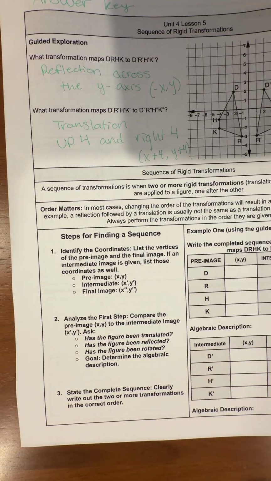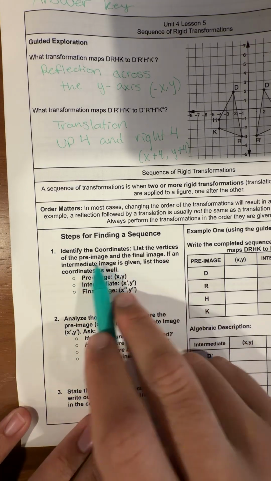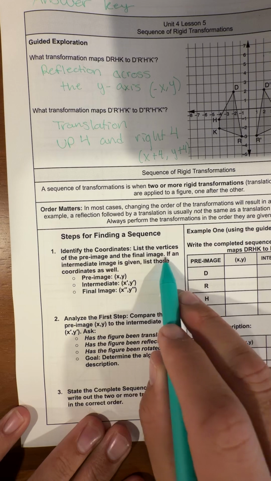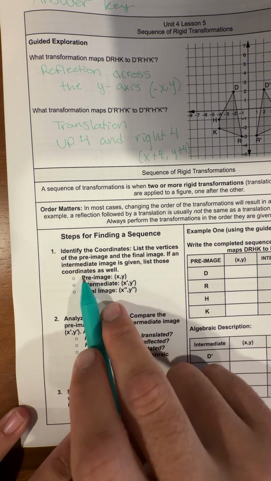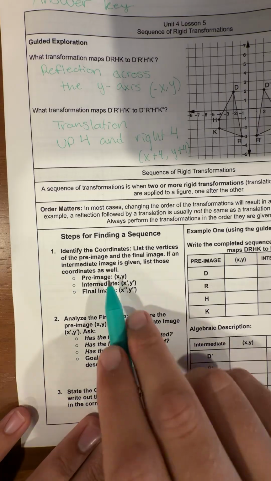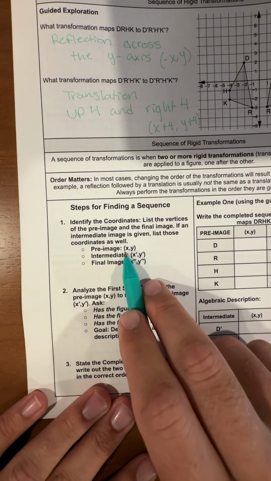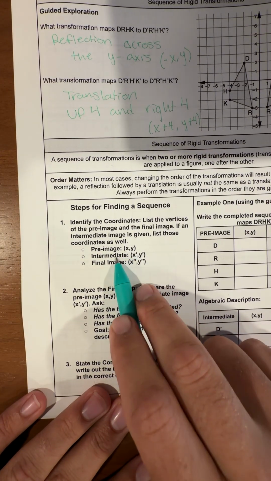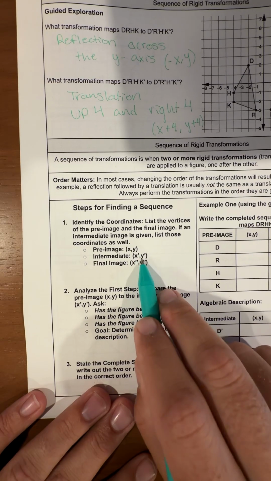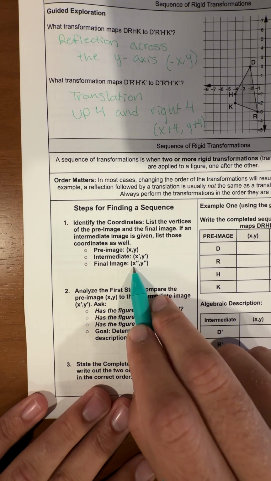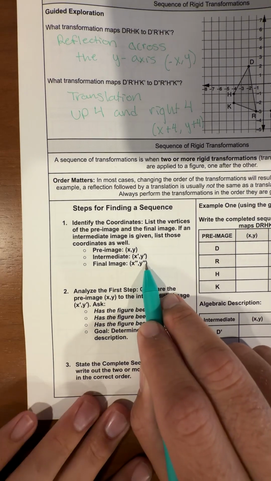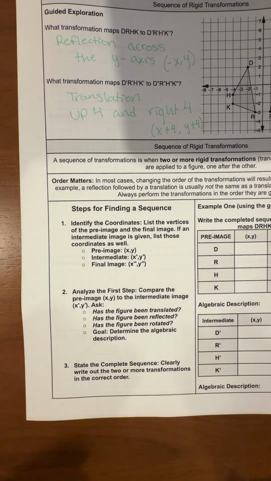So there are some steps for finding a sequence. First, you want to identify the coordinates and list the vertices of the pre-image and the final image. If an intermediate image is given, list those coordinates as well. So the pre-image will be displayed unchanged, x, y. The intermediate image, so in between this one and the third one, will be x prime, y prime, and then the final image will be x double prime, y double prime, because it applies two transformations.